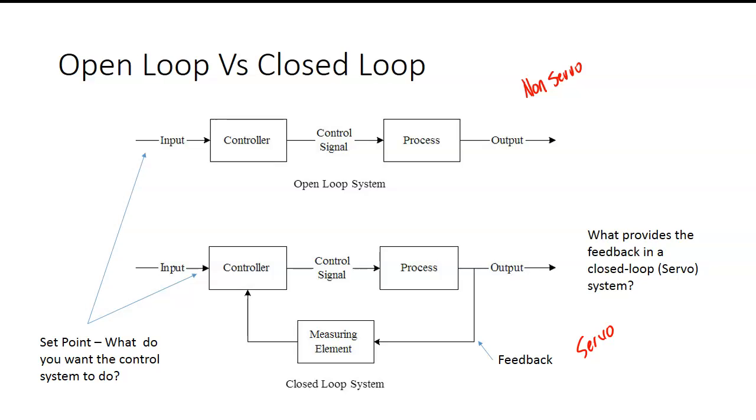Your cruise control on your car is a closed loop system. So you're going 80 miles an hour and you engage your cruise control, and then it knows if it's going too slow or too fast, so it's a closed loop system.